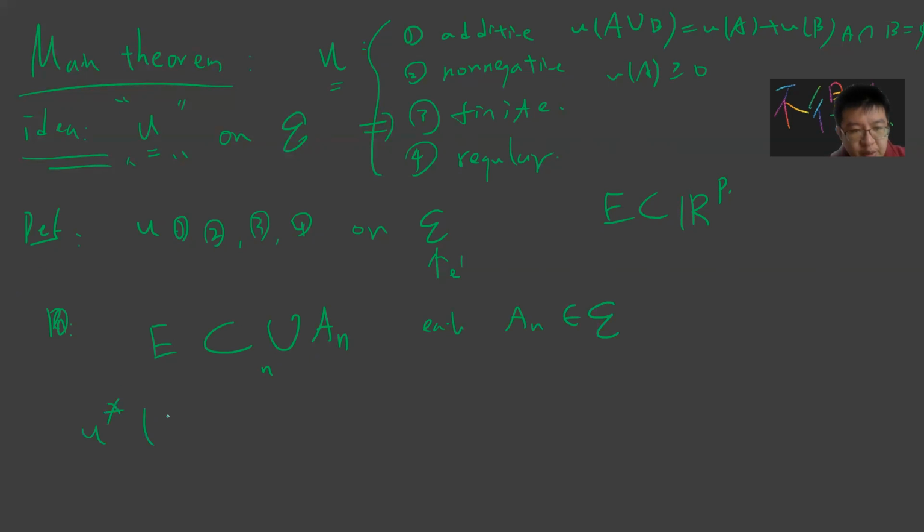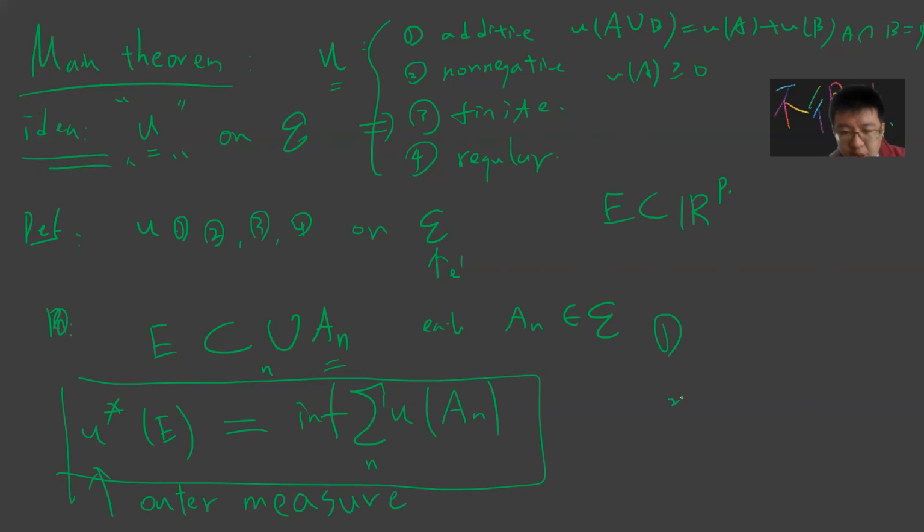I can define the outer measure of this E to be the infimum of the sum of mu of A_n. Each A_n is an elementary set, a countable union of intervals, so I can compute each mu of A_n, because now mu is only defined on an elementary set. I take the sum over n and I take an infimum. This is the so-called outer measure.